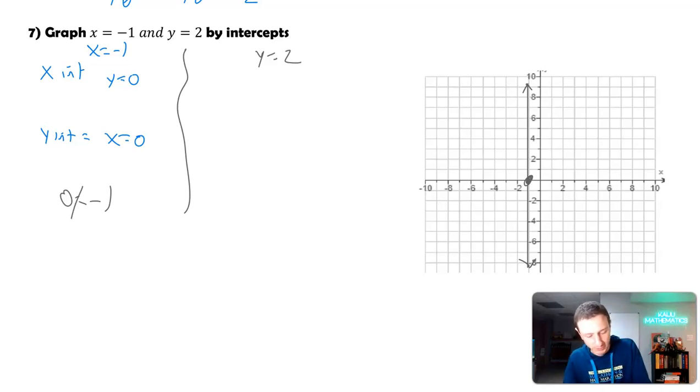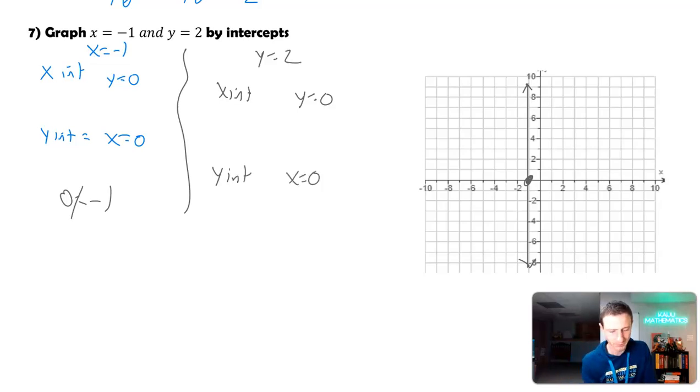So let's try y equals 2. Let's do the same thing. X-intercept is when y is equal to 0, and the y-intercept is when x is equal to 0. Let's talk about what happens here. So for the x-intercept on y equals 2, when I plug in 0, because x-intercept is when y is equal to 0, 0 equals 2, not a true statement. So that means I'm not going to cross through that x-axis at all.